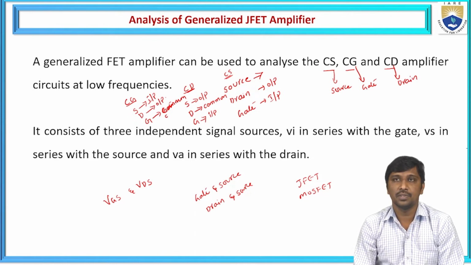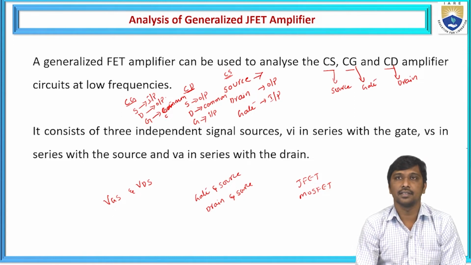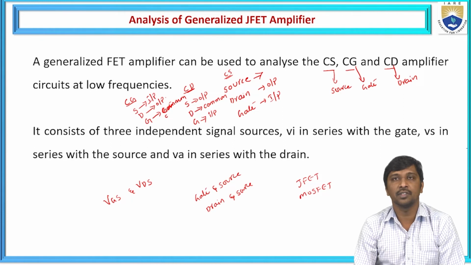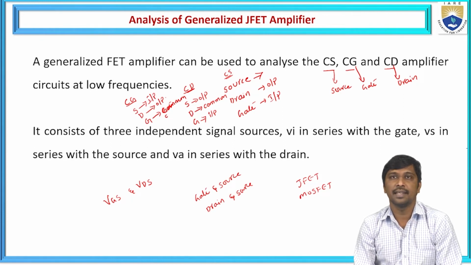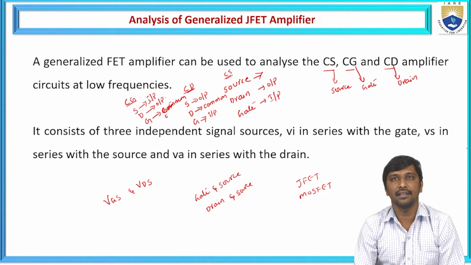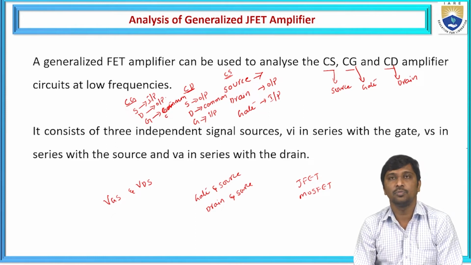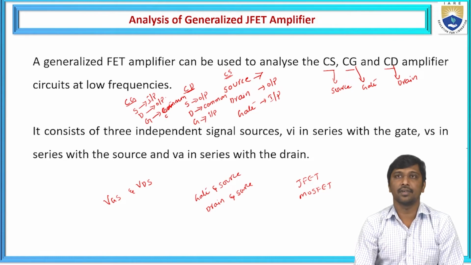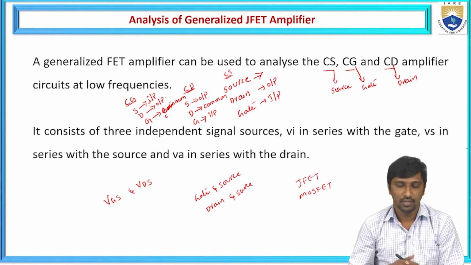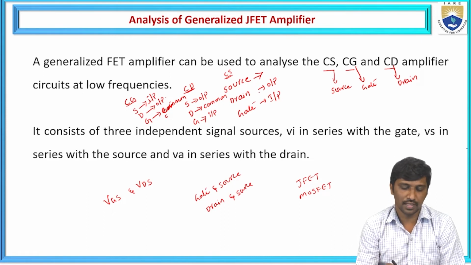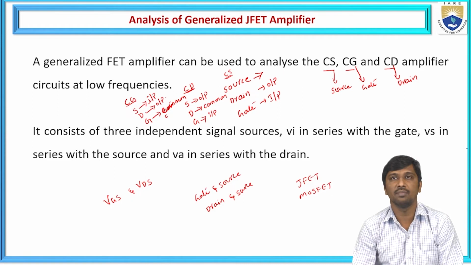For every configuration, we require some amount of input voltage or input source. If it is a common source, the input is passed through the gate terminal, and if it is a common drain, the input is also passed through the gate. But in the case of common gate, the input is passed through the source. From these three configurations, the output is measured at either the source or the drain. When the output is measured across the drain, that belongs to either common source as well as common gate.